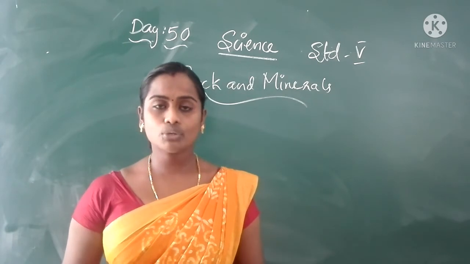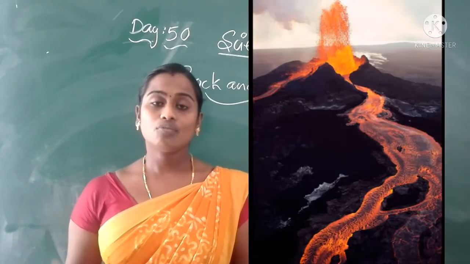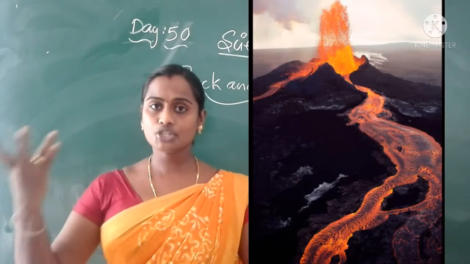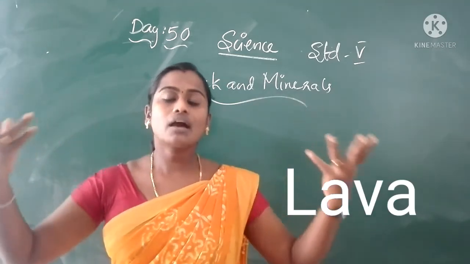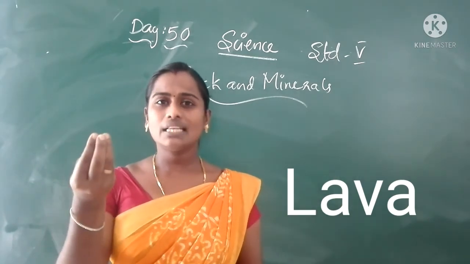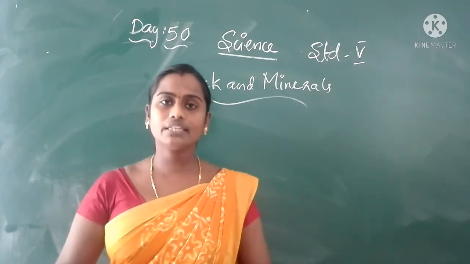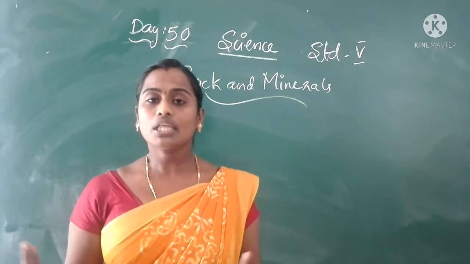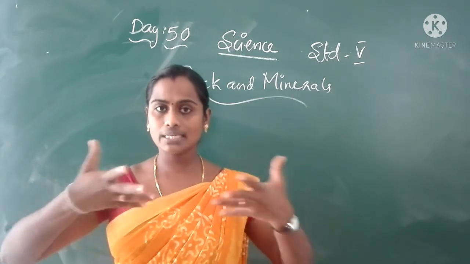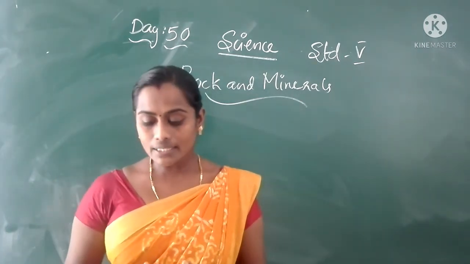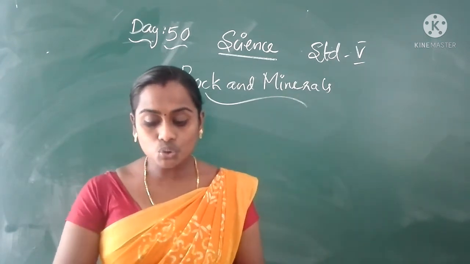First we discuss igneous rock. What are igneous rocks? All of you have heard about the volcano eruption, and by the volcano eruption, the lava comes out. All of you know what lava is? Lava is the liquid form of magma that is present inside the earth. When the volcano erupts, the lava oozes out and flows down all sides of the mountain, and then the lava cools and hardens.